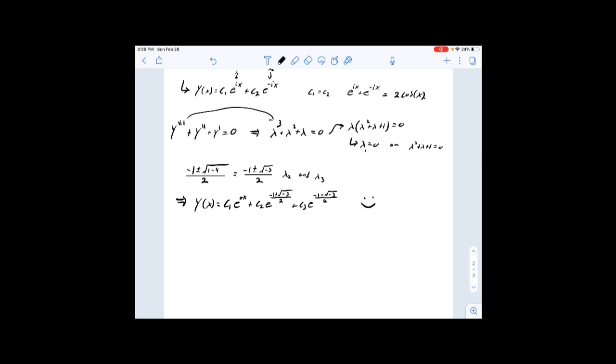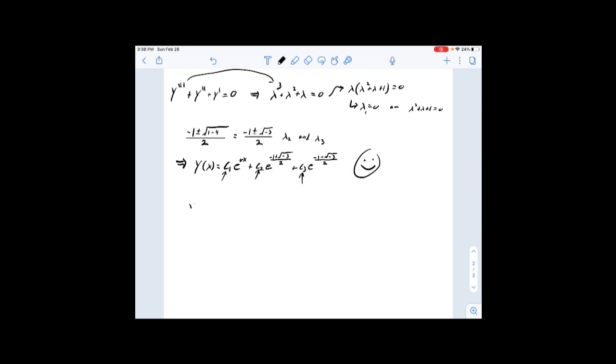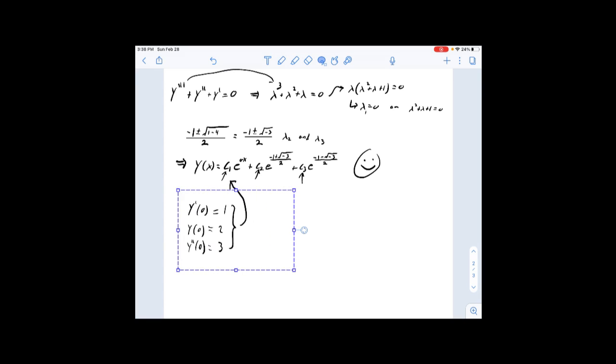Cool. And then in order to solve for these three constants, c1, c2, and c3, we're going to need to be given initial conditions, sometimes called boundary values. So we have, like, y prime at 0, y at 0, and y double prime at 0, for instance, is what they could give us. And then using these three values, we can plug it back into here and then solve for c1, c2, and c3.